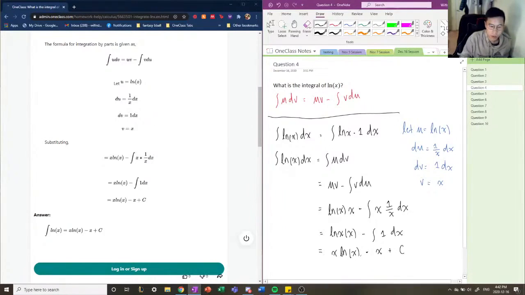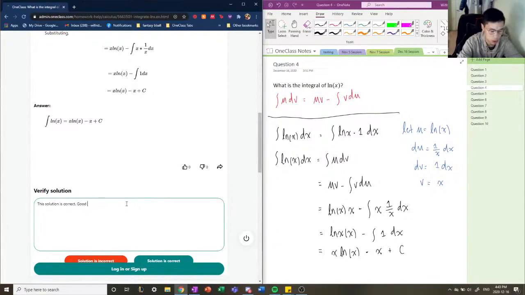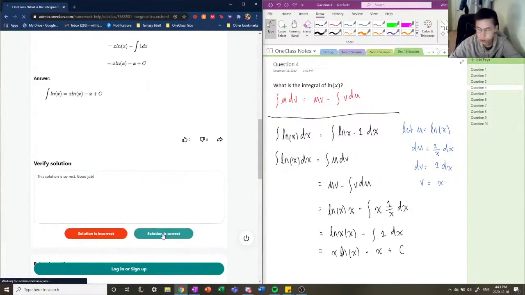Okay, so by using integration by parts, we're able to create a simpler integral to solve. So instead of solving the integral of ln x, we are now solving the integral of 1, which is very simple for us, right? We just use the power rule of integration, and by doing so, we came to the conclusion we found our integral, which is x ln x minus x plus constant c. So this solution is correct. Good job.